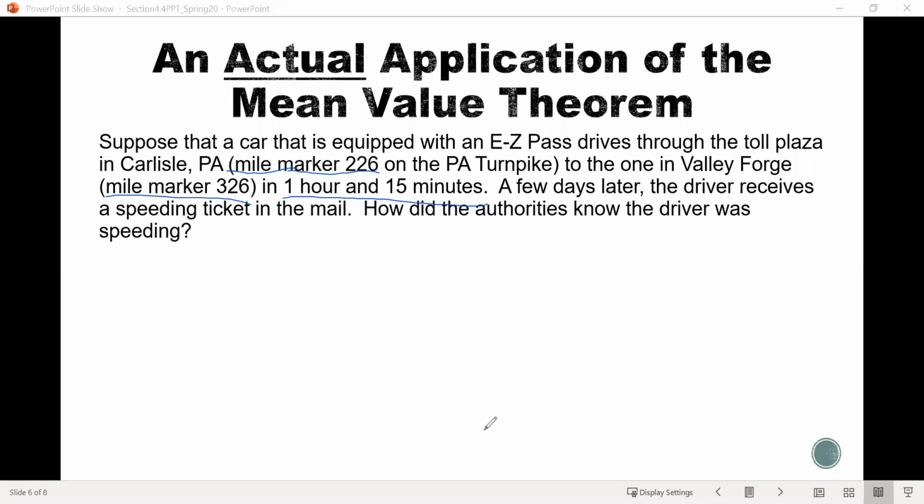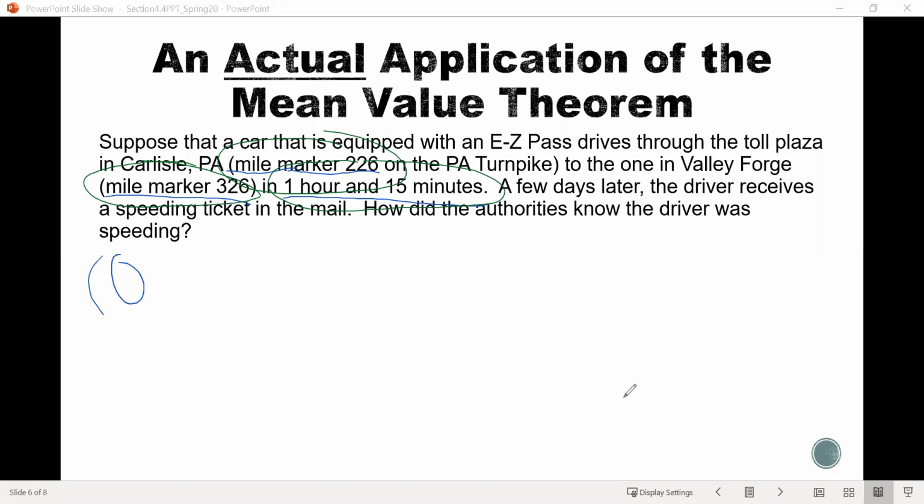Okay, so let's take a look at this. We can use the mean value theorem here to figure this out. In order to use the mean value theorem, what we first need to do is get some points. Let's see, are there some points we can make out of this? Well, for the first piece of information we're given, we're told that the car starts at mile marker 226, and then after an hour and 15 minutes, it's at mile marker 326.